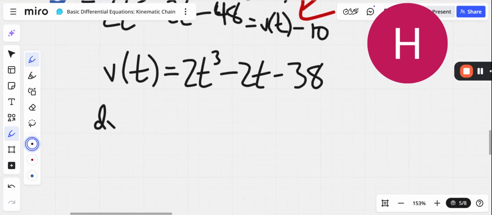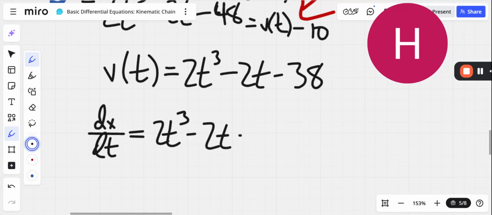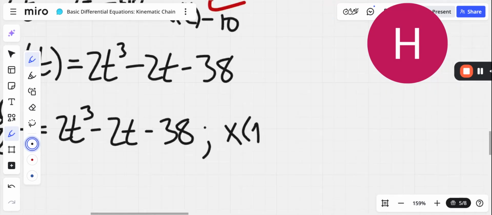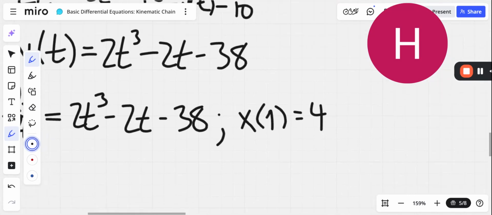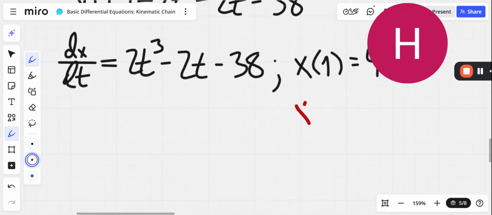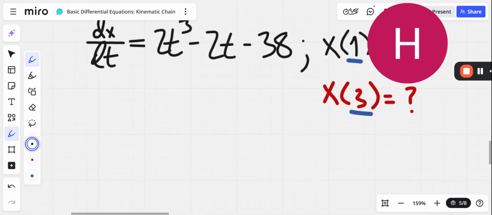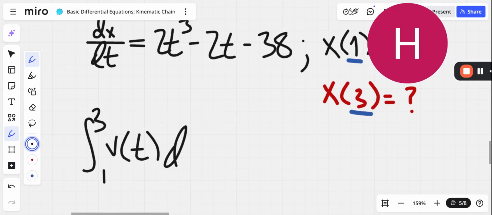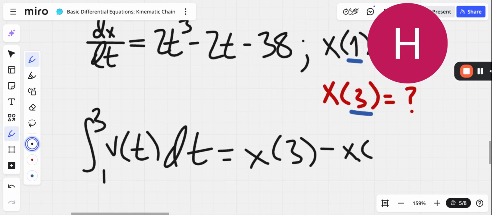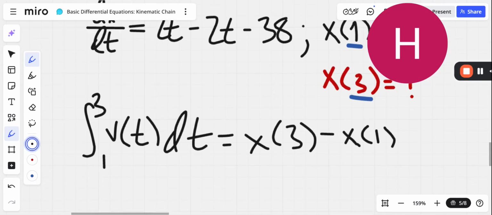Remember that the velocity is the derivative of position with respect to time, dx/dt. And we have the initial condition for the position. Use time equals 1. And we want to know x of 3. So that's going to determine our other limit of integration. So we're going to go from 1 to 3 of the velocity. And that's going to give us x of 3 minus x of 1. And then we can simply move the x of 1 to the other side.